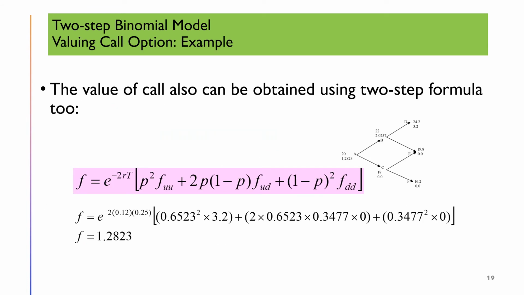Alternatively, the value of call can be obtained using two-step formula. This is the formula to use. You can substitute the value accordingly and find the value of the call option, which is 1.28.